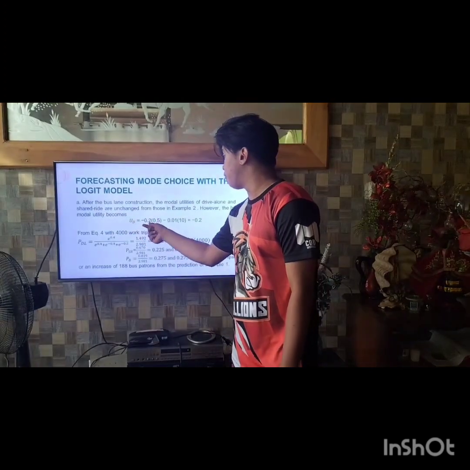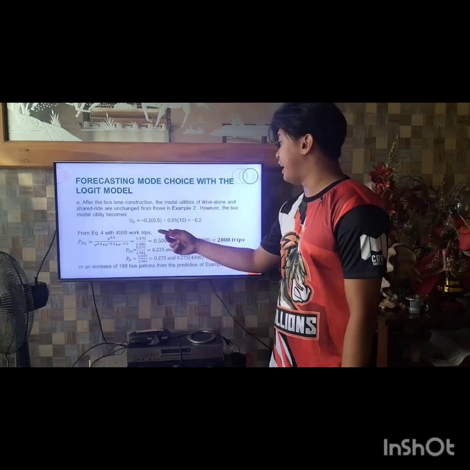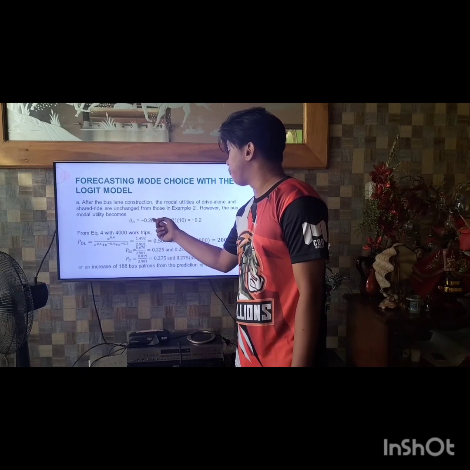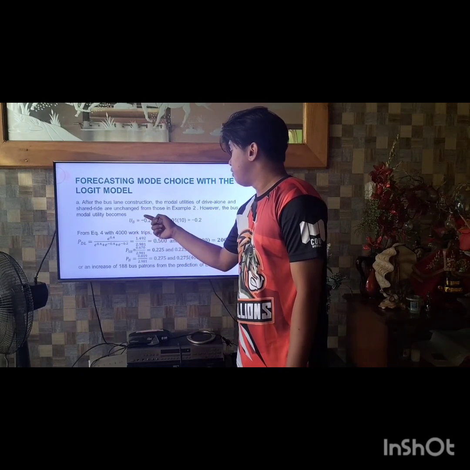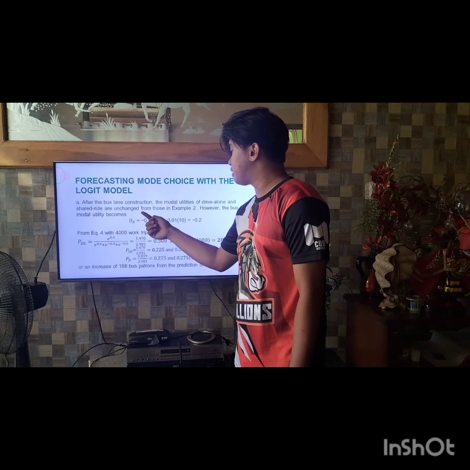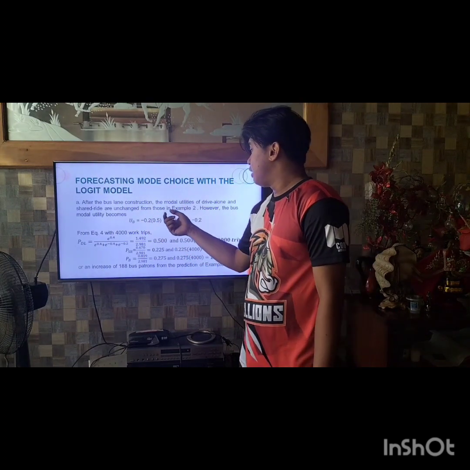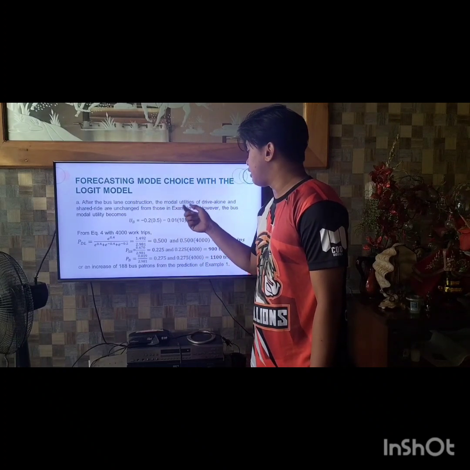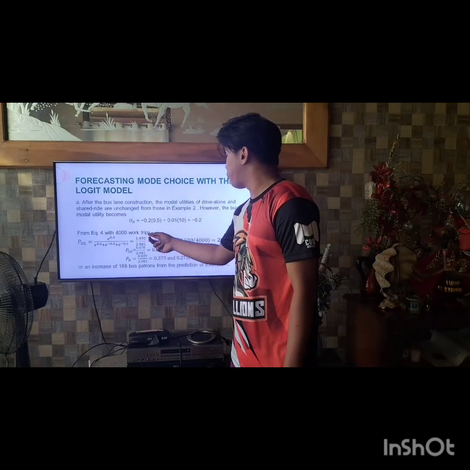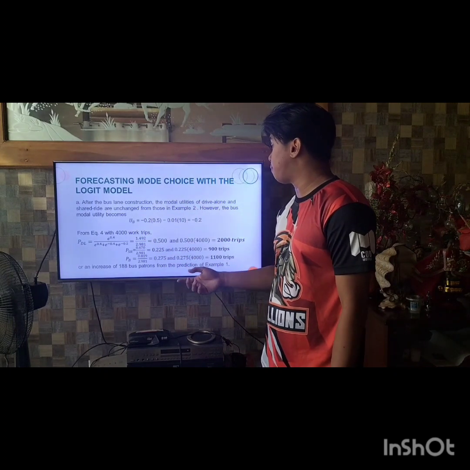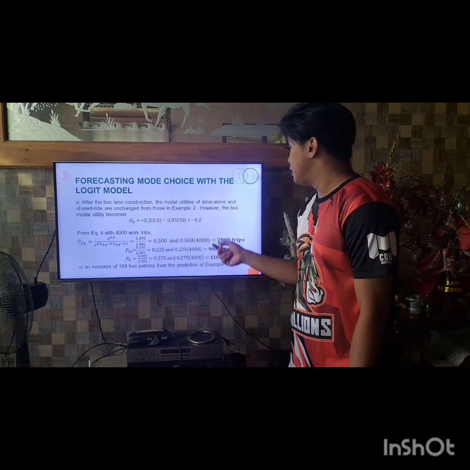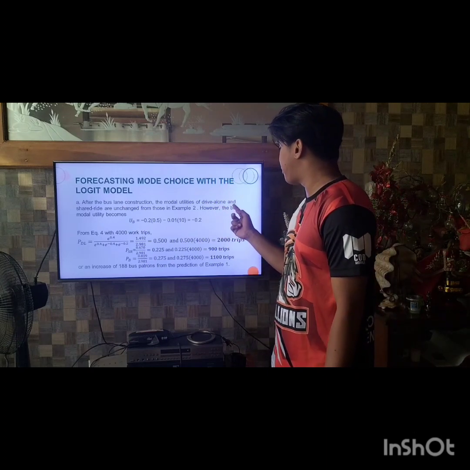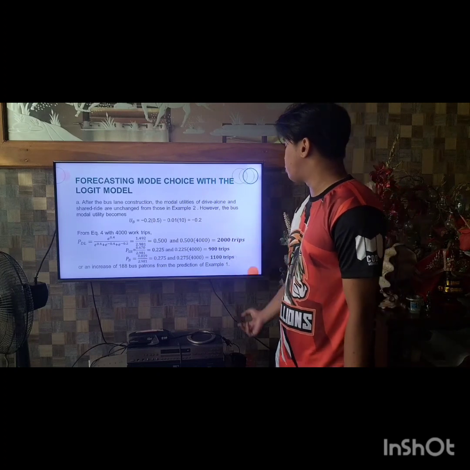From equation 4 with 4,000 work trips, P sub DL is equal to e raised to 0.4 over e raised to 0.4 plus e raised to negative 4.4 plus e raised to negative 0.2, which is equal to 1.492 over 2.981, which is equal to 0.500, and 0.500 times 4,000 is equal to 2,000 trips.